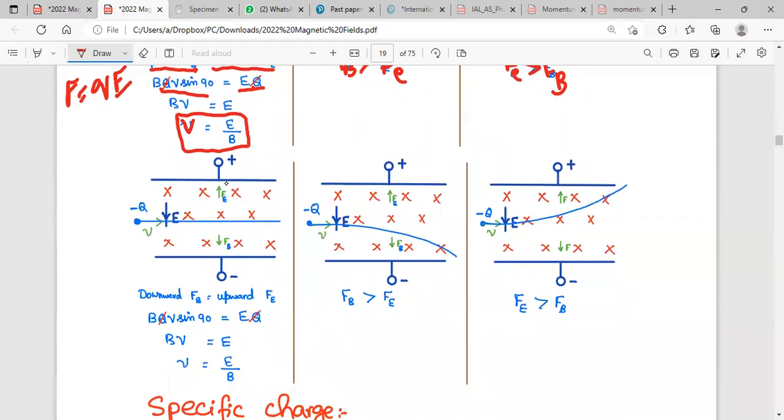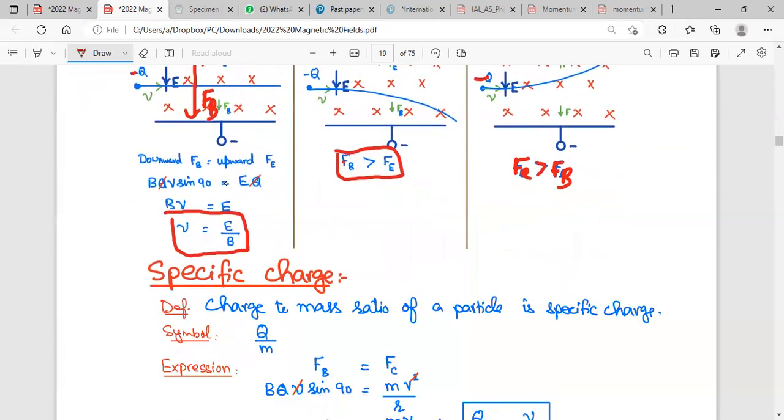Now, again, the same thing. If the negative charge is moving in the field and it is not deflecting, then being a negative charge, the electric force is in upward direction, and obviously the magnetic force should be in downward direction. So both the forces are equal. Again, it's the same thing: V is equal to E over B, just like the positive charge. And if the negative charge is coming down, of course, it means that the magnetic force is greater than the electric force. And if the negative charge is going up, it means the electric force acting on the charge is greater than its magnetic force.